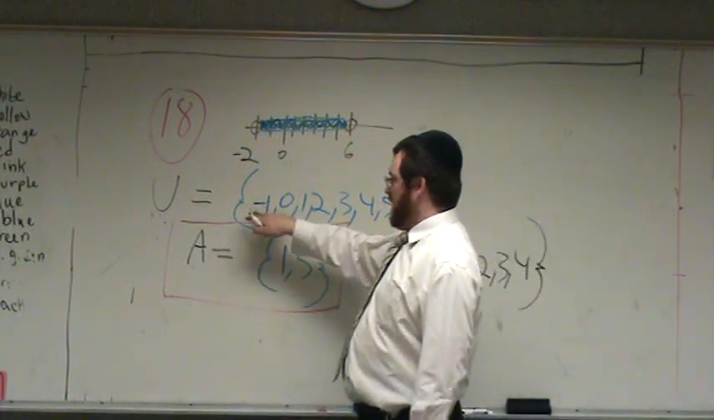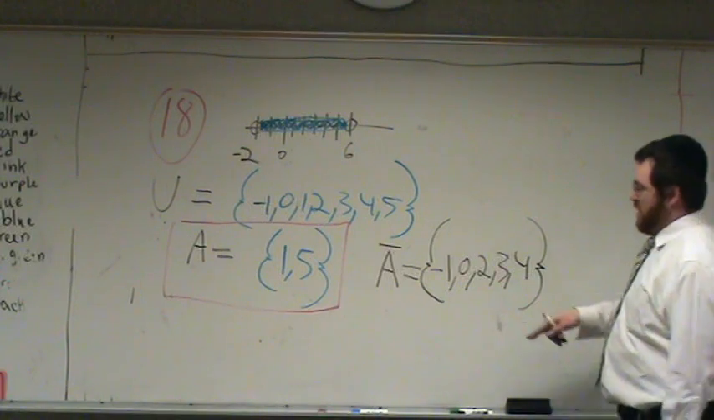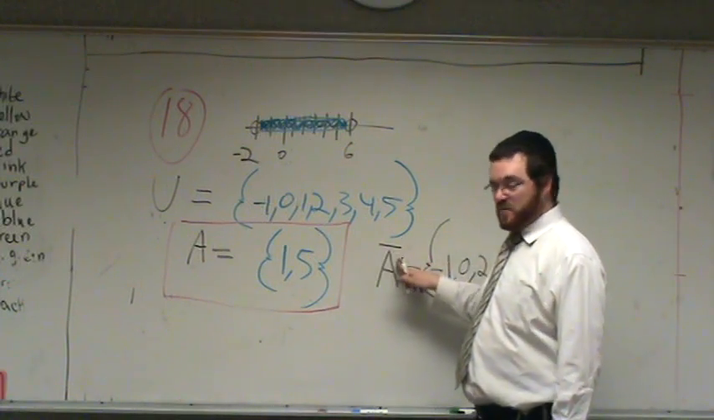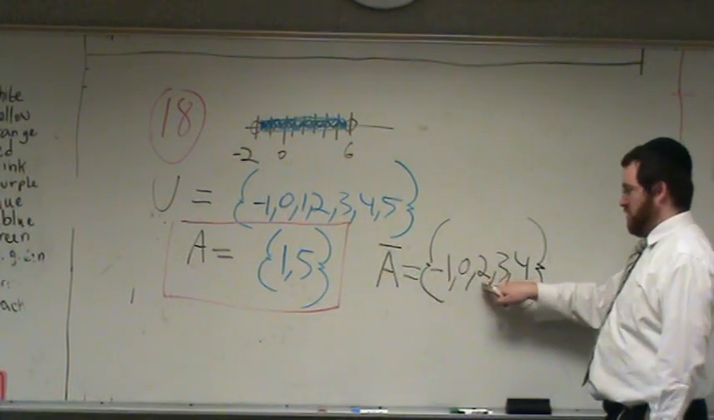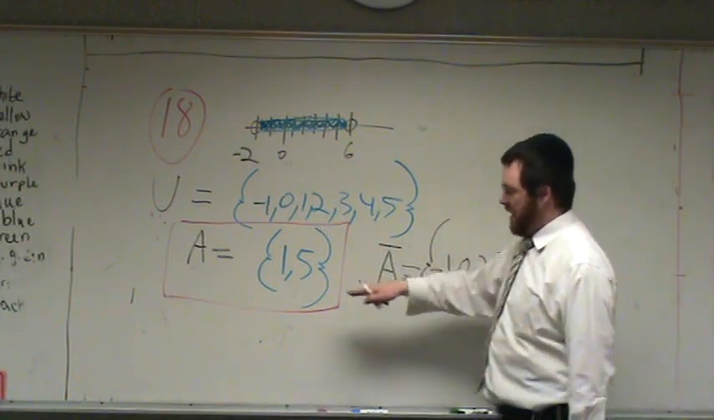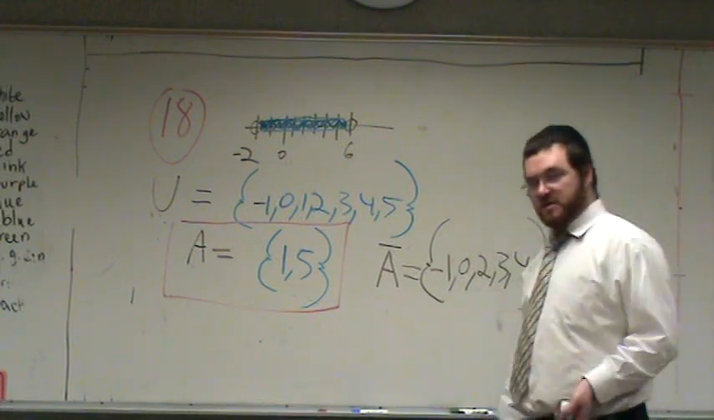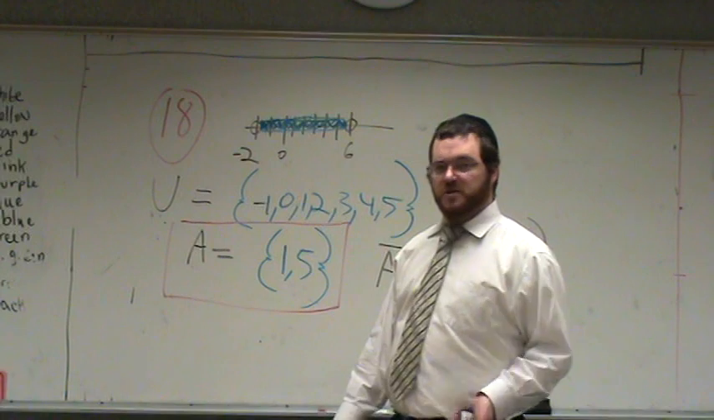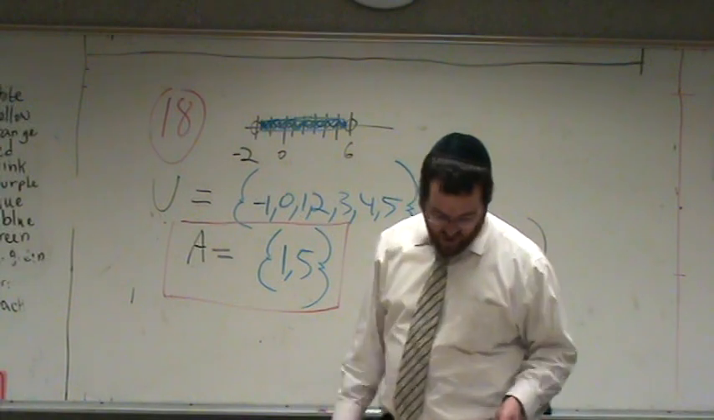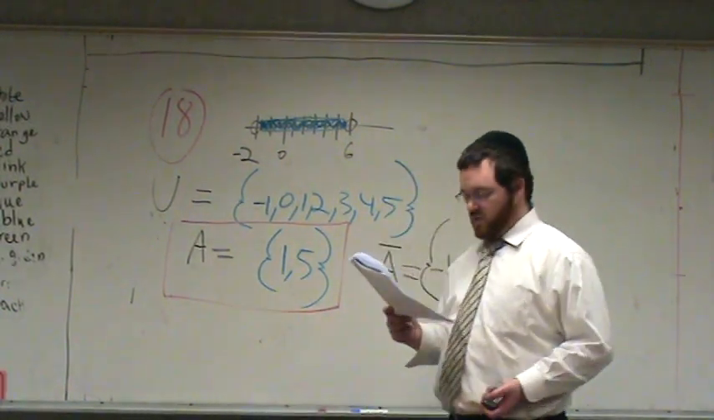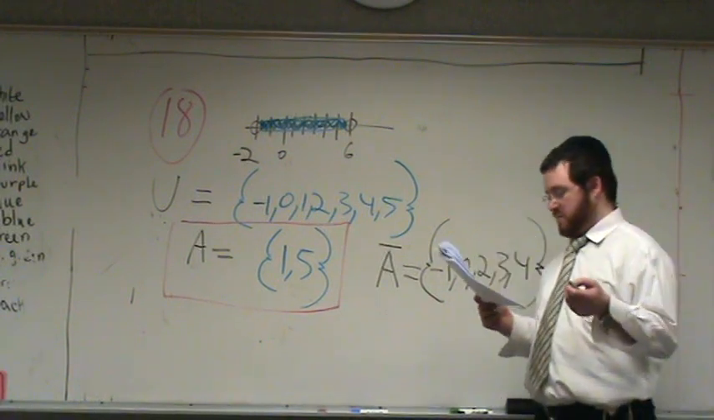So we have -1, 0, 1, 2, 3, 4, and 5 in the set that we're talking about, and what's not in the subset is -1, 0, 2, 3, and 4. We don't write down 1 and 5 because 1 and 5 are both in the subset. So the complement of a subset is what's not in the subset, but is in the main set. Therefore, the correct answer to 18 is answer 2, which is -1, 0, 2, 3, and 4.